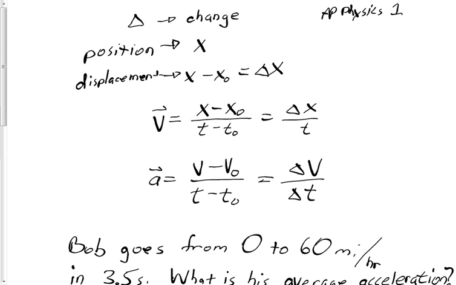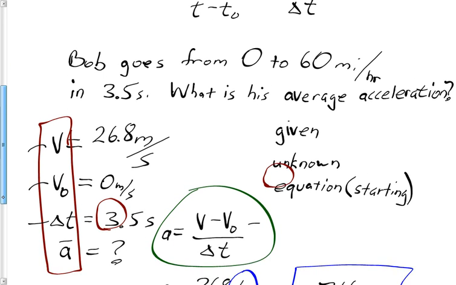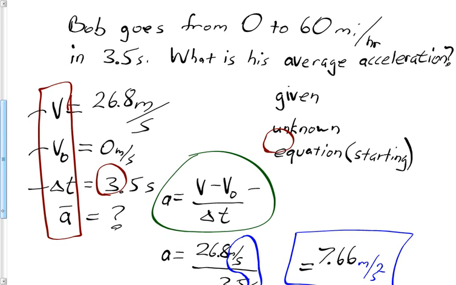When I had last left you, we had been talking about average velocity and average acceleration, and I had given you an example problem here, which I still even have worked out, where Bob goes from 0 to 60 miles per hour in 3.5 seconds. What is his average acceleration? In that case, I had converted the value of 60 miles per hour to meters per second. So that is 26.8 meters per second.